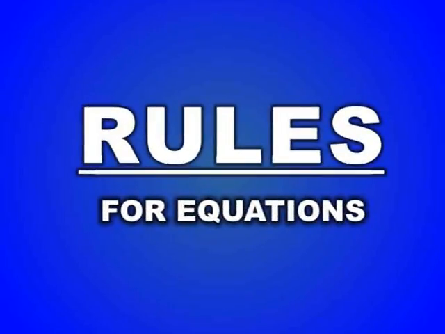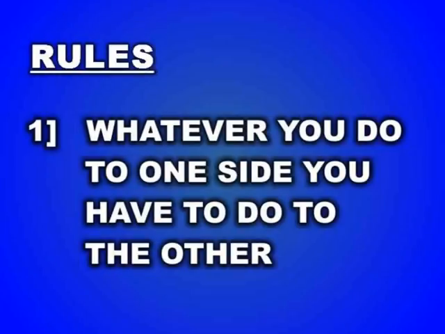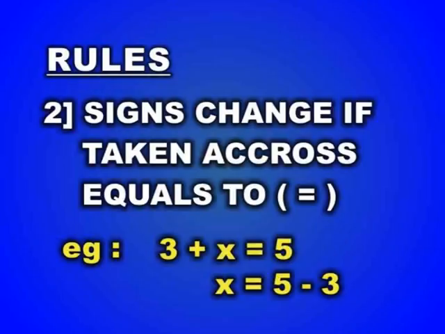Now let us look at some rules for tackling equations. Number 1. Whatever we do on one side, we have to do on the other side. Number 2. When we take anything across the equals sign, we change its sign. For example, x plus 3 is equal to 5. That means that x will equal 5 minus 3.